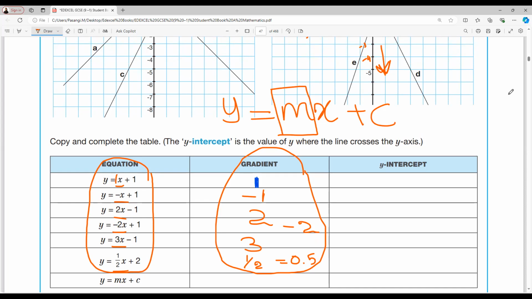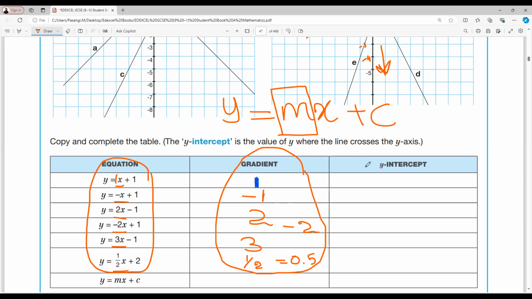The gradient. Yeah, the coefficient of the x value. So the equation should be in this format, y equals mx plus c. We'll discuss these further. So if we have this kind of an equation for a line, then the coefficient of this x gives us the gradient. Is it clear? Yes, miss.